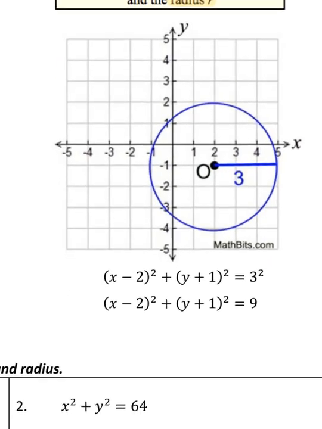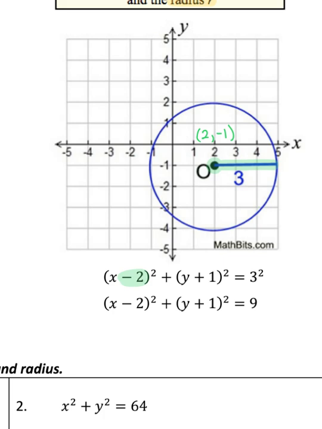Here we have a circle, once again with the radius of 3, but this time our center is at the coordinate (2, -1). So let's write that down. Great. Now, let's write this equation. First, we're going to focus on the x. (x minus h) squared. Well, h is 2, so we're going to have (x minus 2) squared.